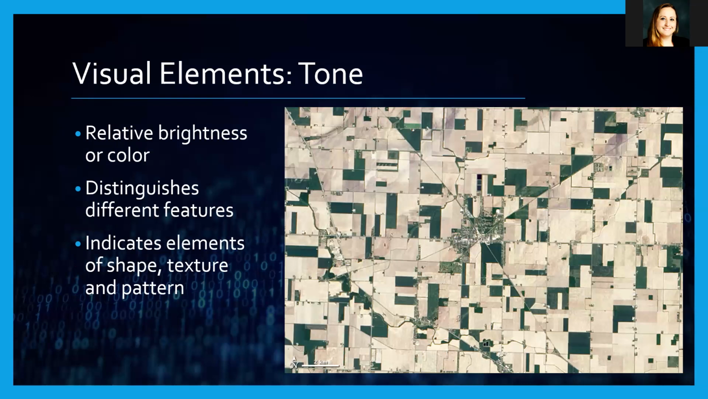Tone refers to the relative brightness or color of the objects in an image. It is the primary element that distinguishes the different features, and is probably the first thing you notice. Changes in tone also allow us to see changes in other visual elements. In the image on the slide, the first thing I notice is the difference between the light browns and dark greens. What can you infer about the locations in the image based solely on the differences between the tones, particularly the browns and greens?